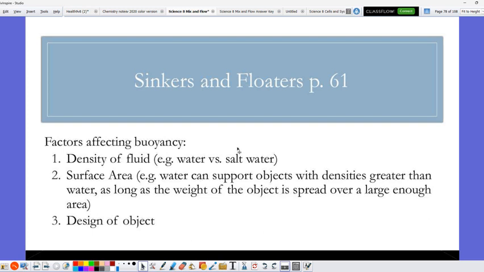Factors that affect buoyancy: the density of a fluid. Salt water is more dense, so it has a stronger push up. Like the Dead Sea, you can actually float in the Dead Sea. You don't have to do anything. You just literally sit in it and you stay at the top.